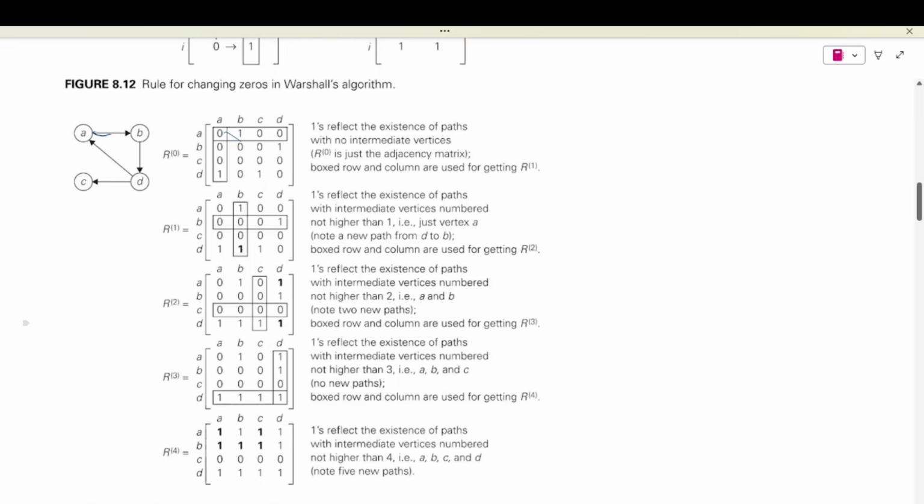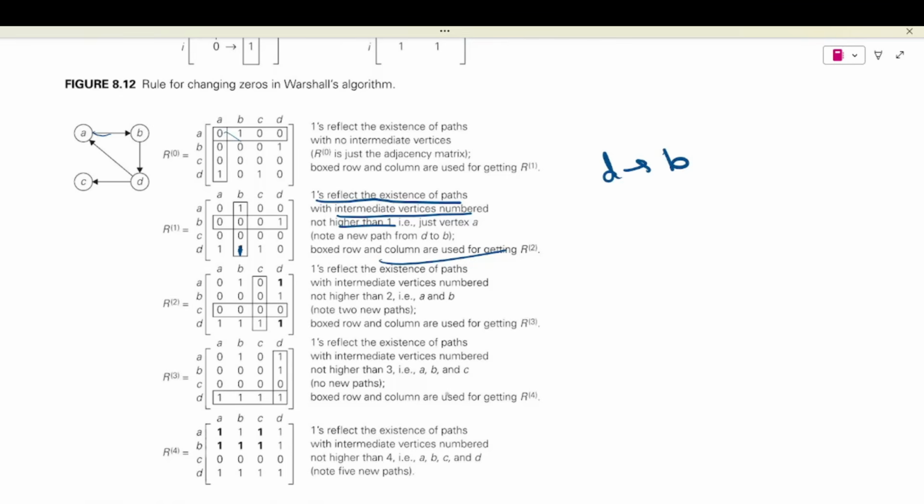Now here, see, D to B through A or B. That reflects the existence of a path with not more than one intermediate vertex, and this is nothing but D to B, for which you have obtained the path.